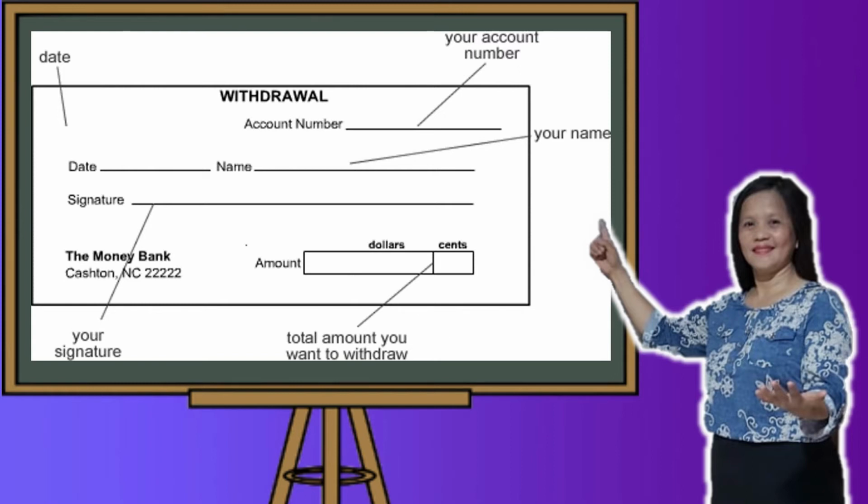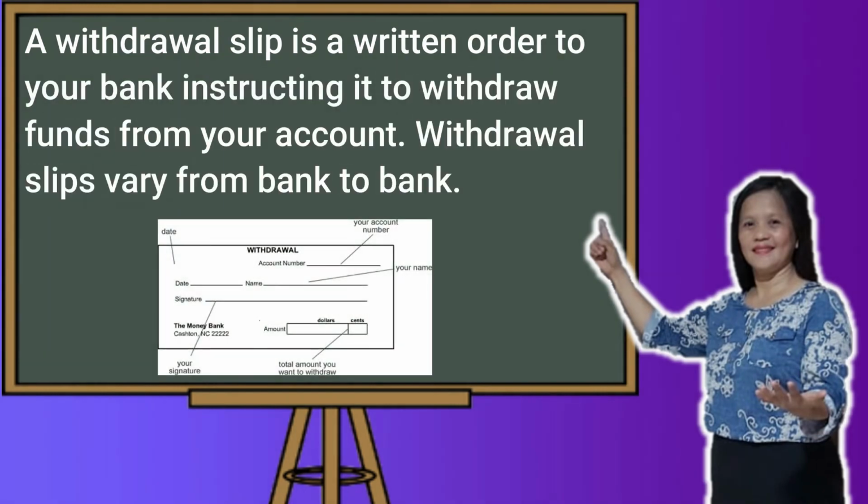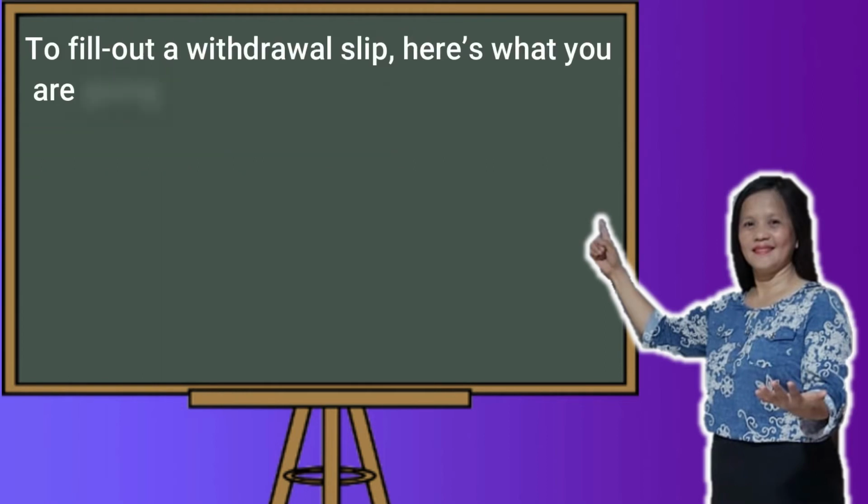Now, for example, you are asked to withdraw from the account of another person. What do you need to bring? You need to bring with you an authorization letter and valid IDs. This time, let us read the guidelines in filling out a withdrawal slip. But before that, let us read the meaning of a withdrawal slip. A withdrawal slip is a written order to your bank instructing it to withdraw funds from your account. Withdrawal slips vary from bank to bank. Now, here are the guidelines in filling out a withdrawal slip.